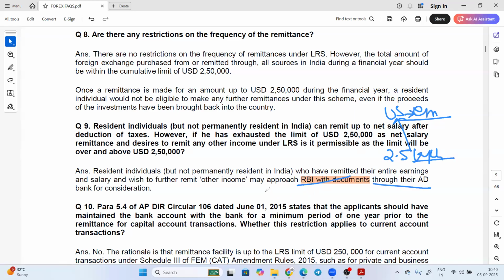Also remember that no person can directly approach RBI. They have to approach through their banker only, and which banker? The AD, authorized dealer. They have to submit everything through their bank only. Then only RBI will consider that. Directly, they cannot approach the RBI.